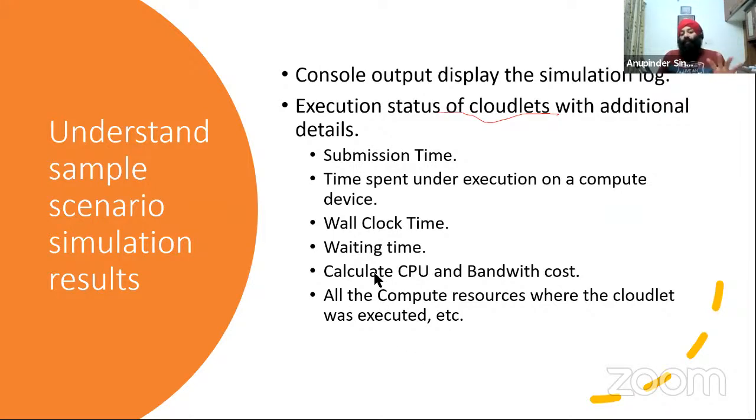Then you need to calculate that, okay, I'm running this particular workload on this particular simulated configuration. Then what is the CPU cost and the bandwidth cost we have, right? That is another important parameter you go and look at. And the other is all the compute resources where the cloudlet has been executed. If you are working on moving the cloudlet between the computing resources, you might move one cloudlet between data center 0 and data center 1 and so on. So you have to work around the process event method where you are going to do the cloudlet move event, right? So that is what you have.